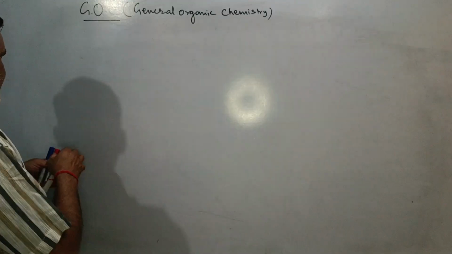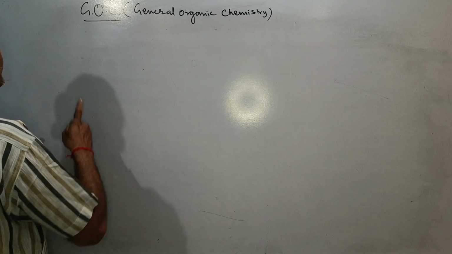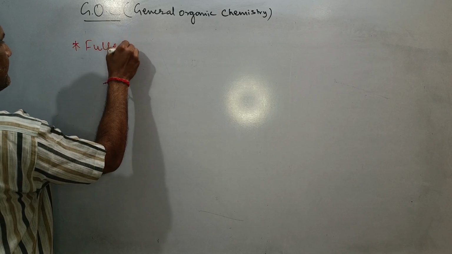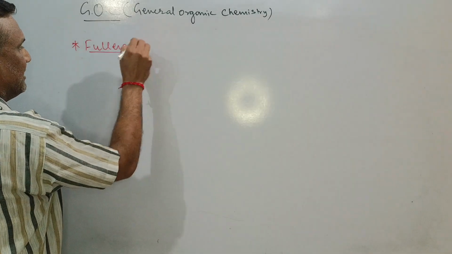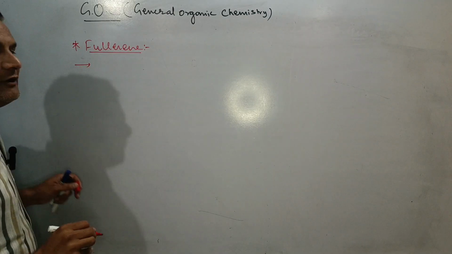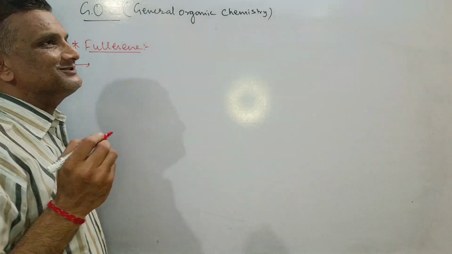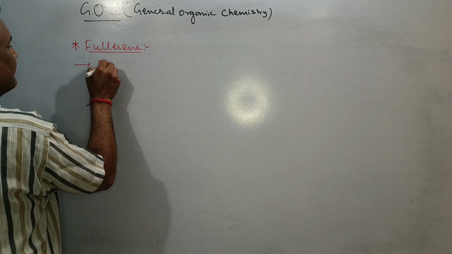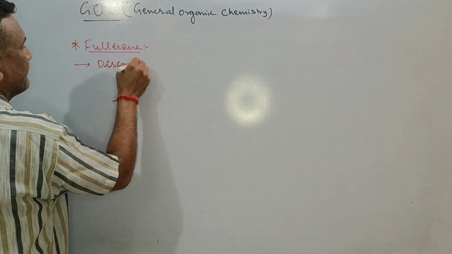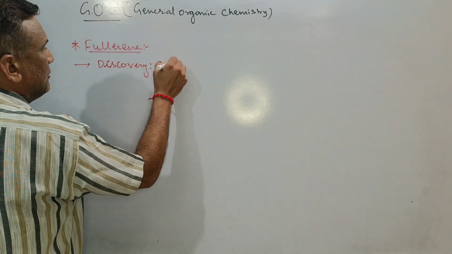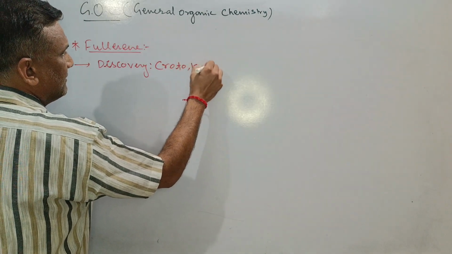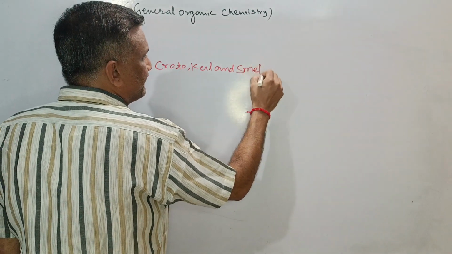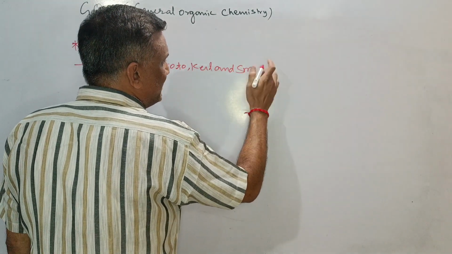So now the time to discuss the fullerene. This is fullerene, another third allotrope. If we go with the fullerene, then many of the students are still confused. Who discovered it? Discovery by Kroto, Kern and Smalley.